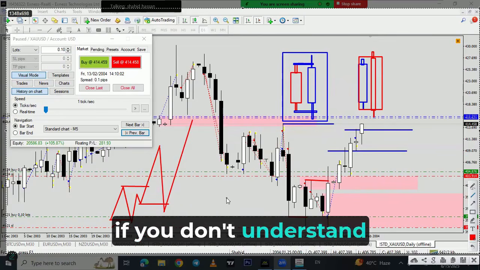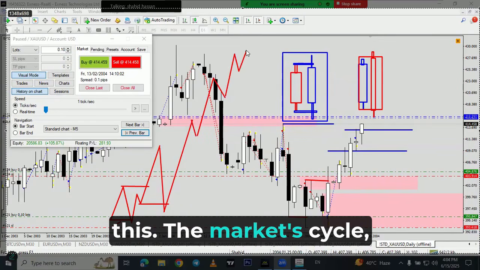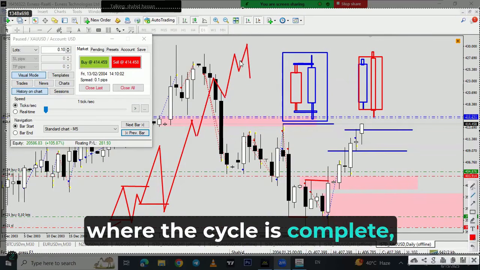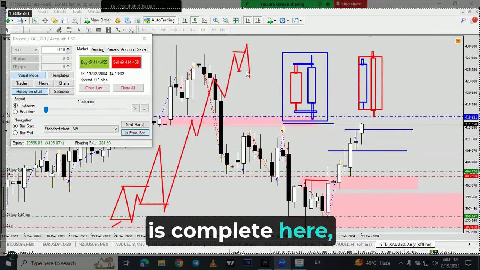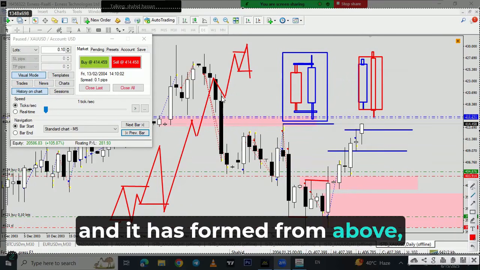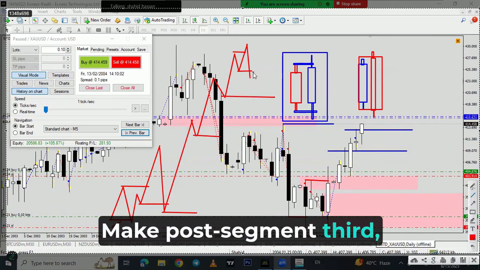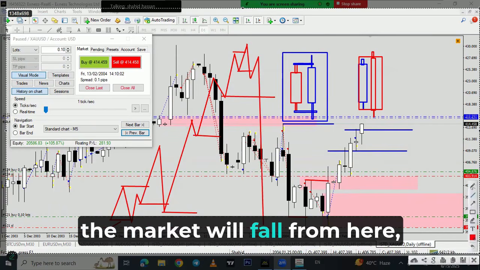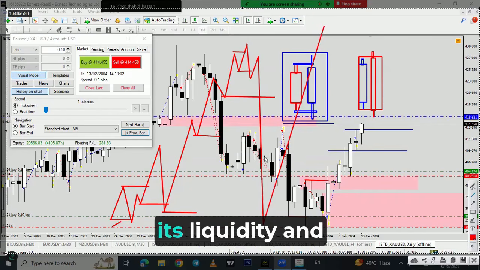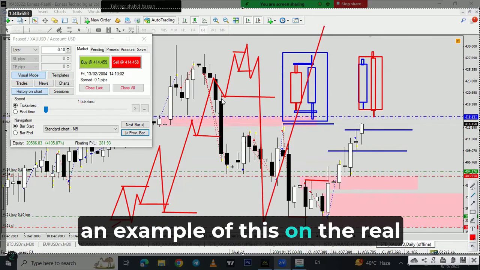Similarly, if you don't understand liquidity, the market will go bullish like this. The market cycle is complete here. Also see the same setup here and it has formed from above. So now you have to start marking its liquidity, and after this the market will fall from here and then the market will pick its liquidity and become bullish. I will also give you an example of this on the real chart.